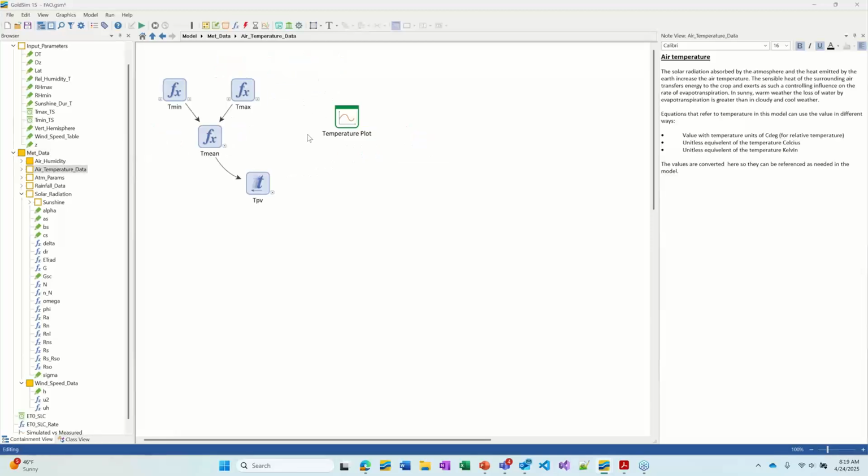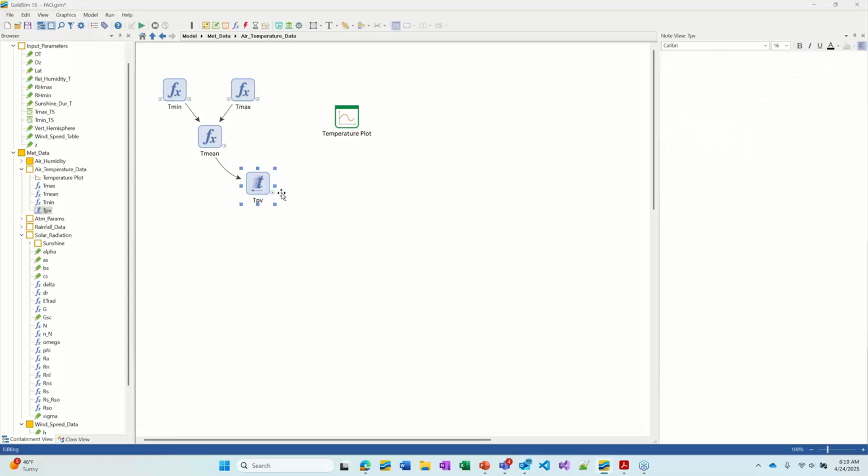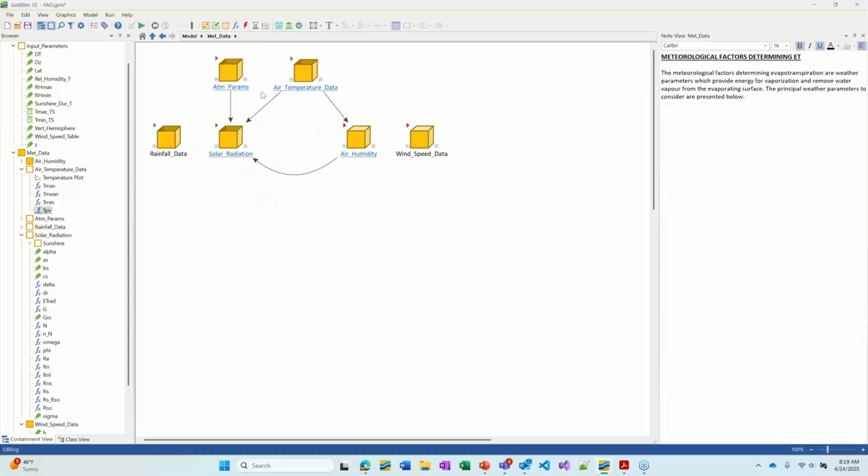So on the temperature, we use both min and max and mean. So mean is easy to get if we have these two. But we also use the previous day's temperature. It's for a very minor part of the model, which also might be set to 0 anyway, so it doesn't matter too much, but it does use the previous day's temperature there.